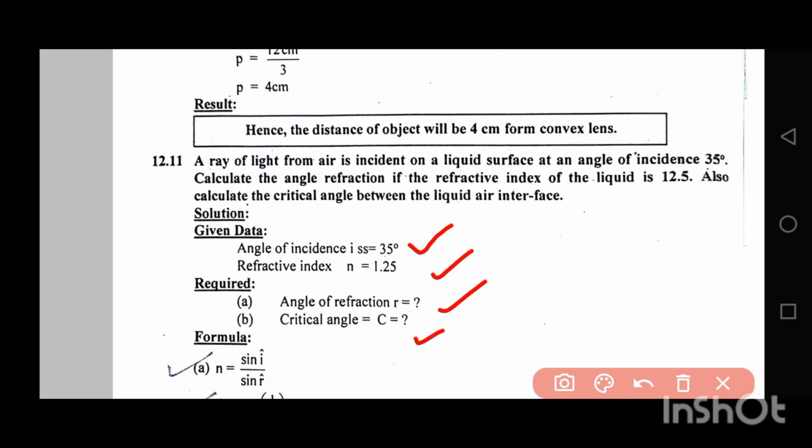Dear students, the angle of incidence at which a refracted ray makes angle of 90 degree with the normal, that is called critical angle. It means we need to calculate angle of incidence for which the angle of refraction is 90 degree. That angle of incidence is called critical angle. So there are two questions in one statement. So we start.